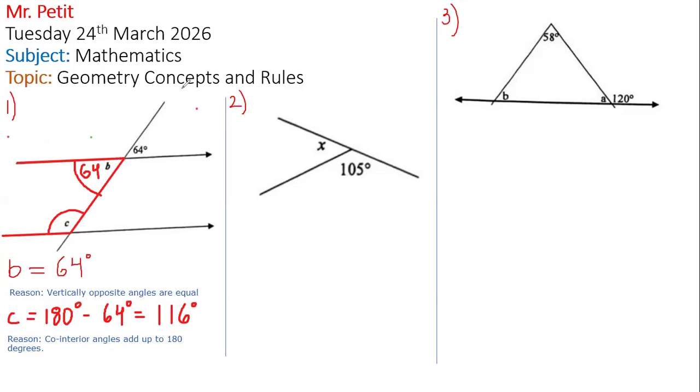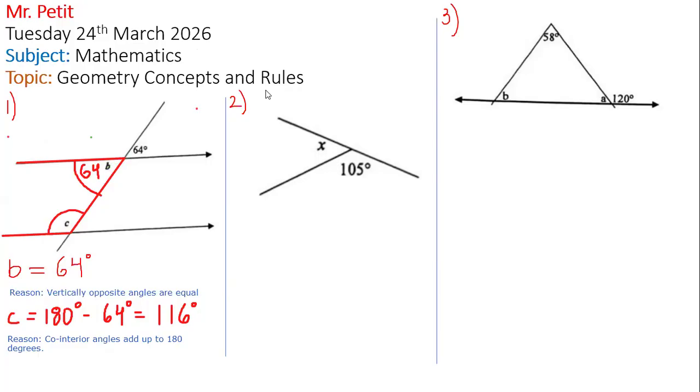Very good. Class, how do we identify co-interior angles? What sort of shape must they give us? A C shape. Very good. They give us a C shape. Cool. Now it's time to do X.